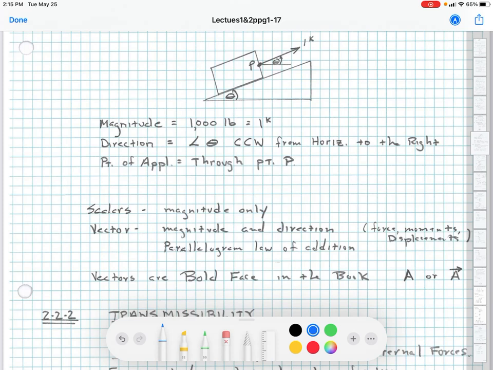So here's an example of a load. This could be anything. This block could be a piece of equipment that's being pulled up onto a roof. It could be a counterweight on something that's going on in a material handling location. But it has a magnitude. It's 1,000 pounds. That load is 1,000 pounds. Right here.